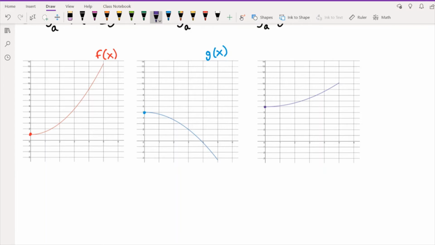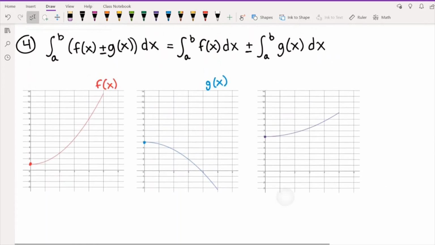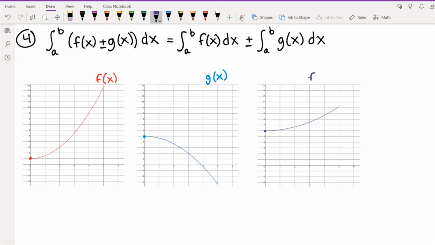So this purple function, and I did this in Desmos, so this is actually accurate, this purple function is f of x plus g of x. So basically every single point on that purple graph is the sum of the corresponding points on the red and blue graphs. So let's say that you were evaluating an integral of f of x.